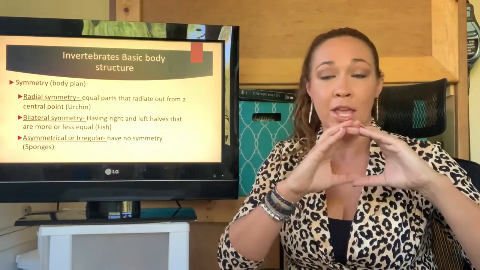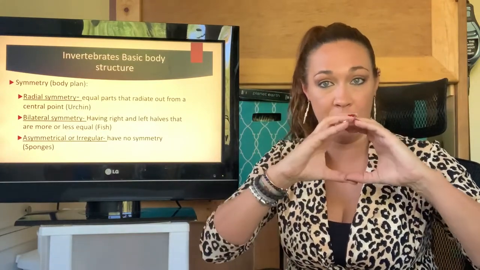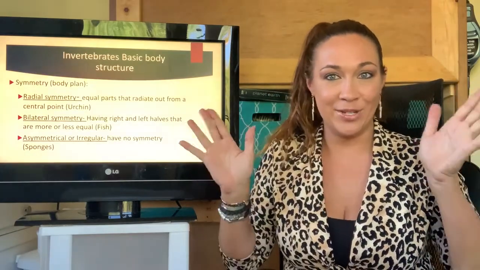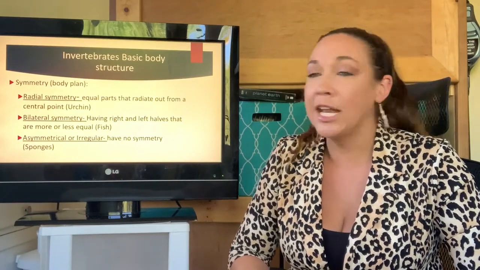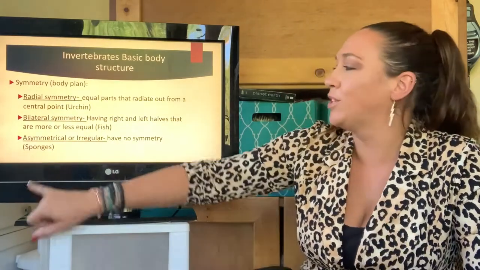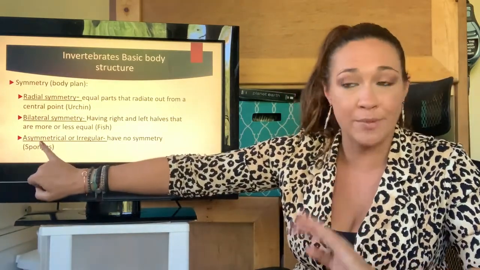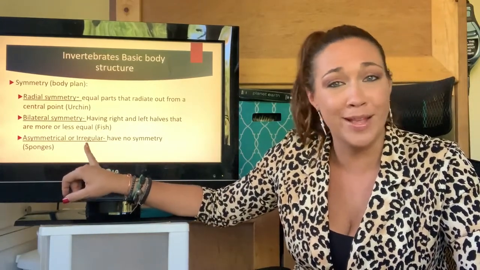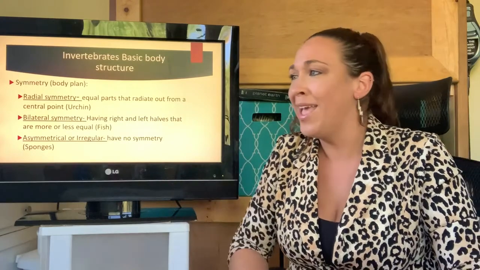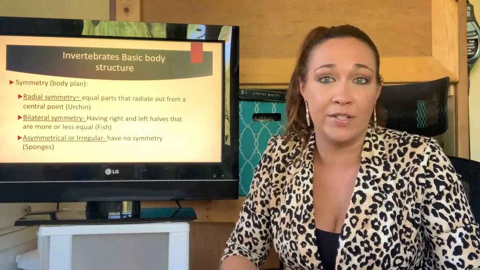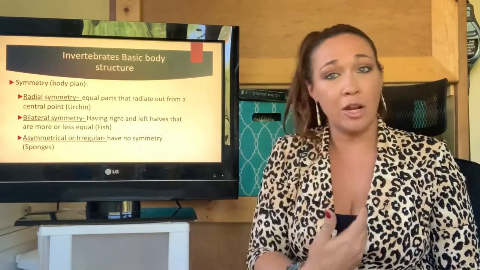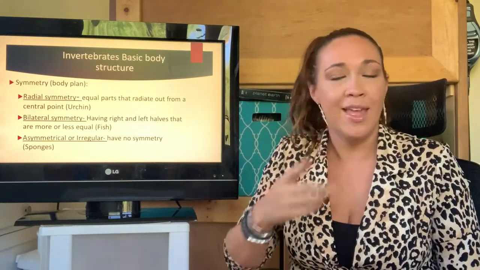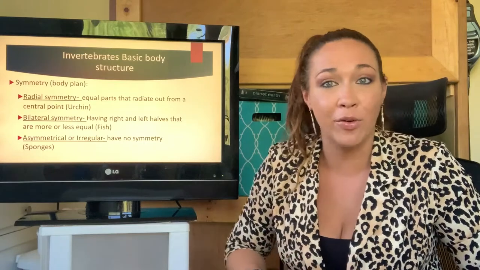That's radial. Equal parts going out of every single center. Bilateral, again, is us. So that's two sides, two mirror images. Now, one group is going to be asymmetrical or non-symmetrical, or irregular. This pretty much just applies to one group, and that's going to be the sponges, our first group. These guys don't have perfect symmetry. They're not a circle, and you can't cut them in half and get a mirror image. They're kind of wonky, just kind of wobbly, and therefore that would be considered irregular or asymmetrical.